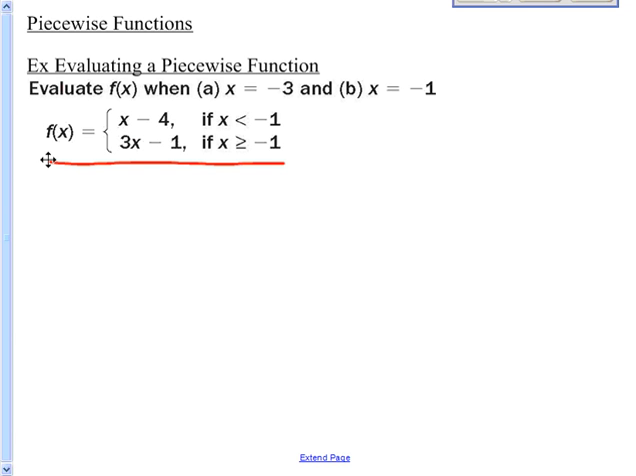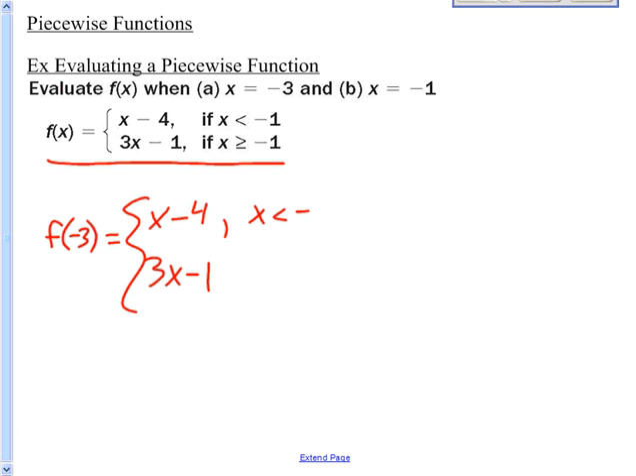Let's do part A when x equals -3. So what would f of -3 be? You're looking at this and you're like, well, which one do I use? Do I use the x minus 4, or do I use the 3x minus 1 equation? Well, that x value tells you which one to use.